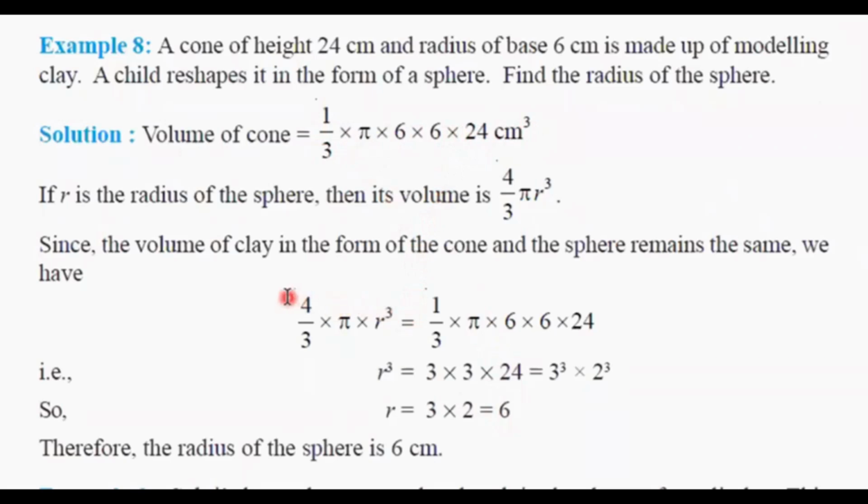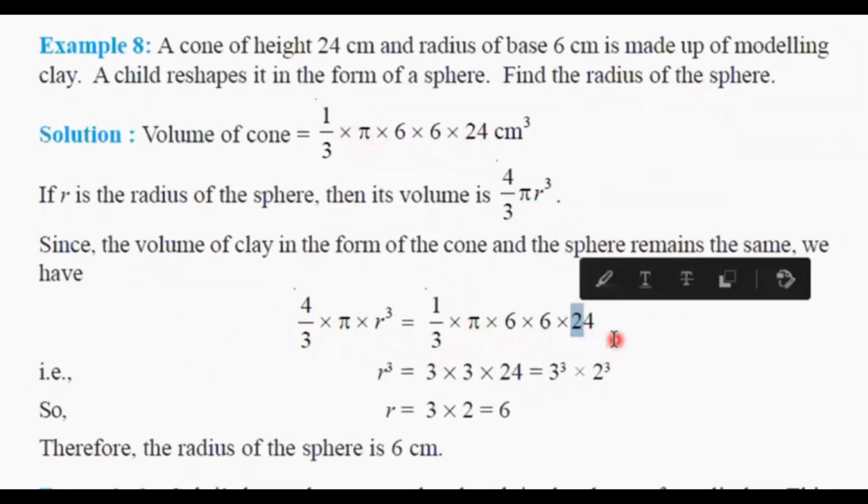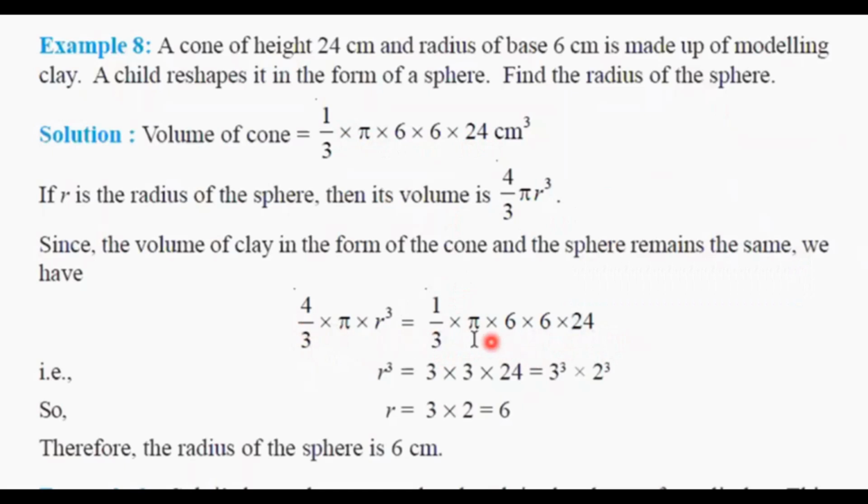So in the next step, you can write the volume of the cloud in the form of the cone, and the sphere remains the same. We have the volume of the sphere equal to 4 by 3 pi r cube. That is equal to the volume of the cone, which is written here: 1 by 3 into pi into 6 into 6 into 24. So look here, in this equation only r is variable. So I think we can calculate r from this equation.